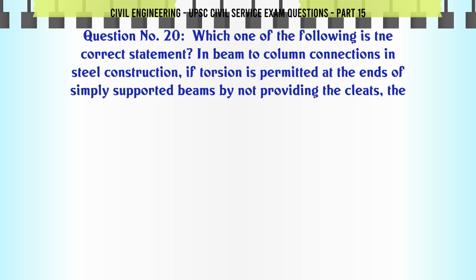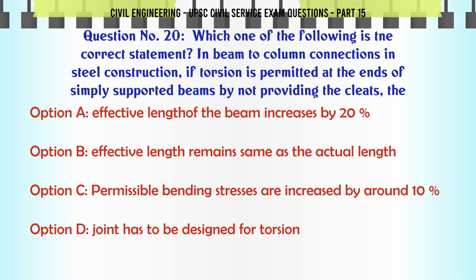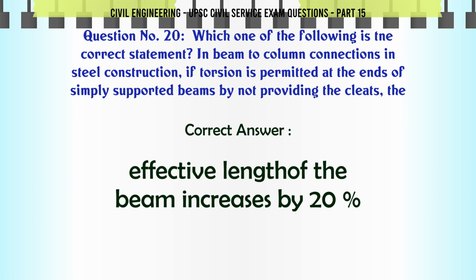Which one of the following is the correct statement in beam-to-column connections in steel construction? If torsion is permitted at the ends of simply supported beams by not providing the cleats, the: A. effective length of the beam increases by 20, B. effective length remains same as the actual length, C. permissible bending stresses are increased by around 10, D. joint has to be designed for torsion. The correct answer is effective length of the beam increases by 20.